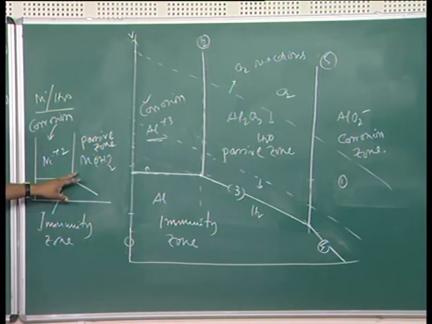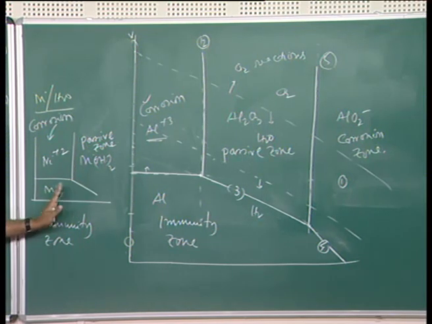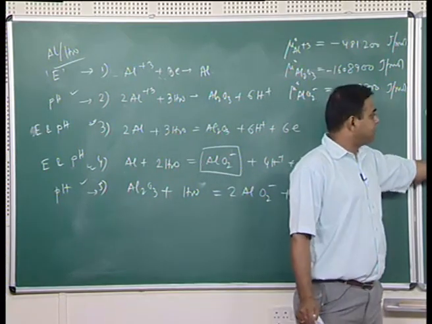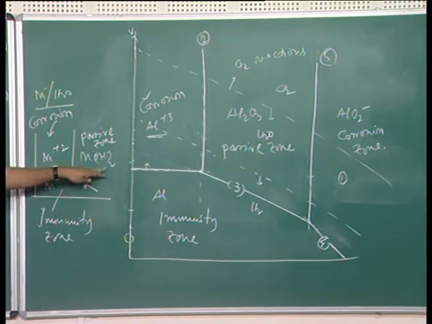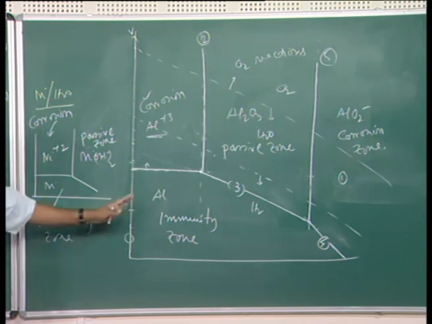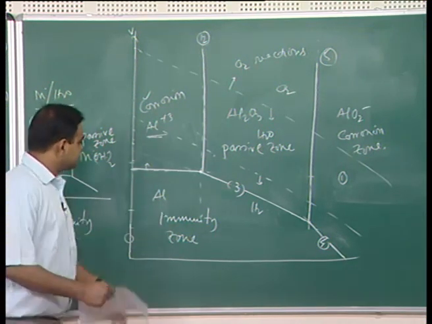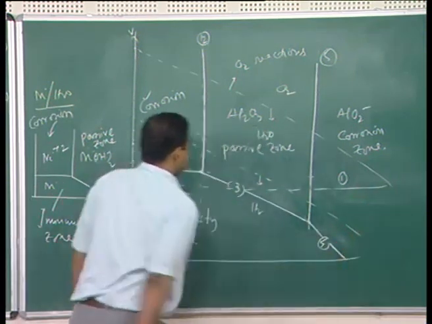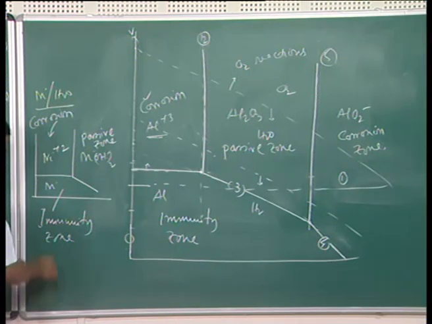So, here we have an immunity zone, a corrosion zone and a passive zone. Generally we see that if you increase the pH, the tendency to become passive gradually increases, because the tendency to form this layer on the metal surface is increasing. You can experience the same in the case of aluminum. Let us say this is the potential axis, and this is my potential value where I am at.